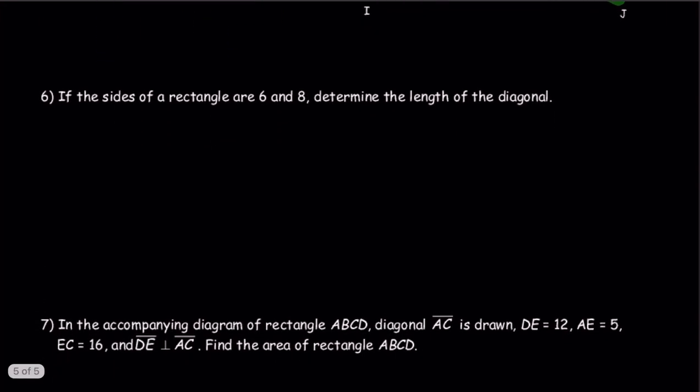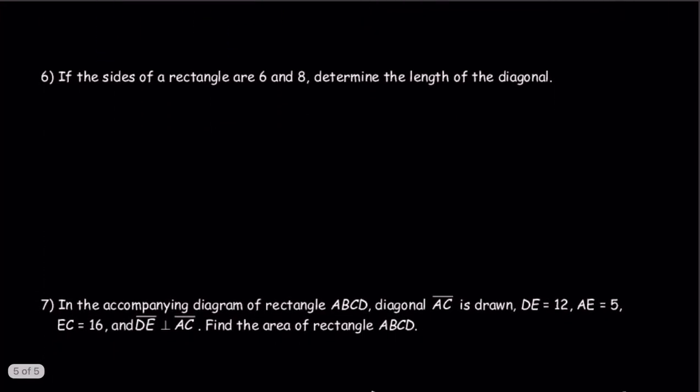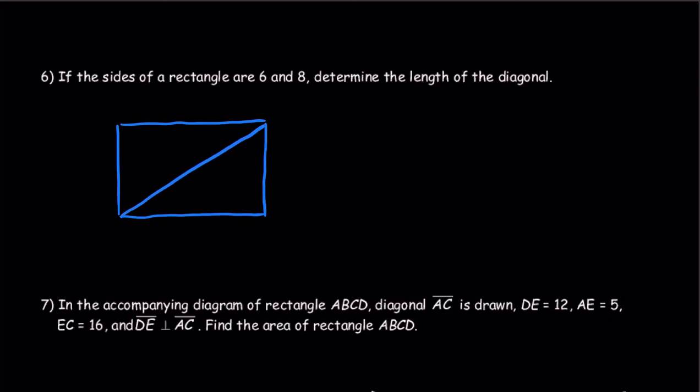All right, now we get into some pretty challenging questions. It says if the sides of a rectangle are 6 and 8, determine the length of the diagonal. Again, this is geometry. If you don't see a figure, you're going to draw one. So we get to practice drawing rectangles. It only talks about a diagonal, so I'm only going to draw one. The lengths of the sides are 6 and 8.